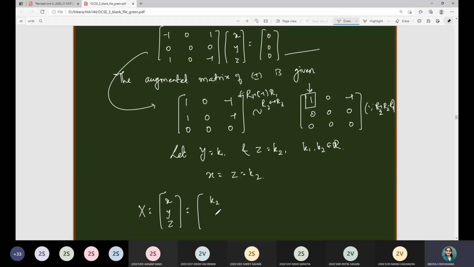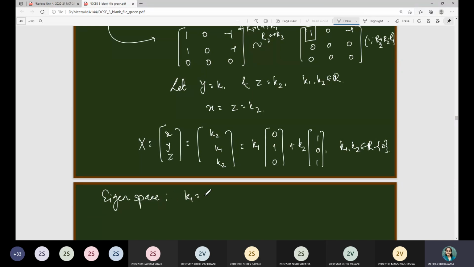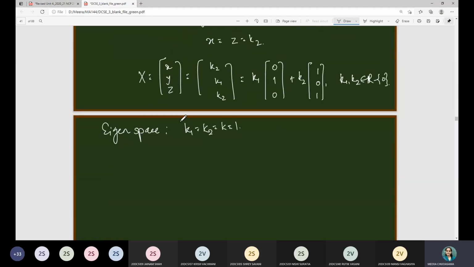So K2, K1, K2. When you split this, if I write K1, then it is just 0 1 0, and if I write K2, then the coefficient is 1 0 1. So now you can see there is no negative sign, and K1 and K2 belong to R minus 0. Fine. So now if I write the eigenspace, that is the set of all eigenvectors corresponding to K1, K2, K as 1, then what will it be?